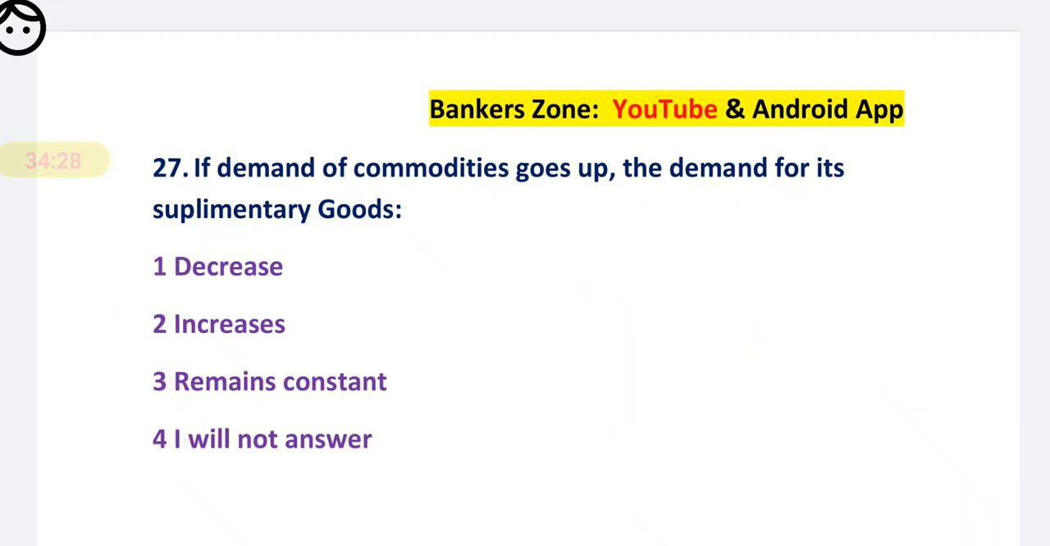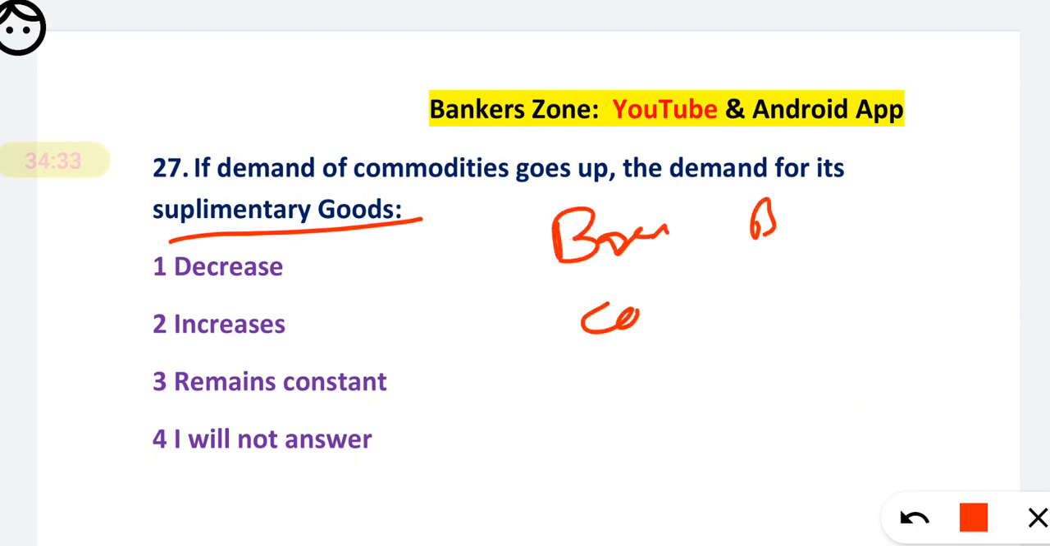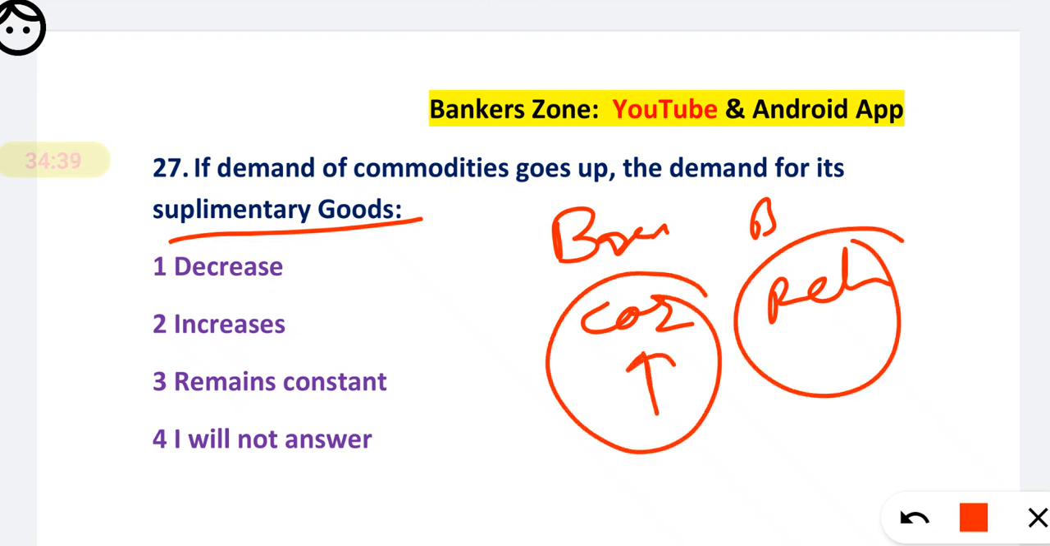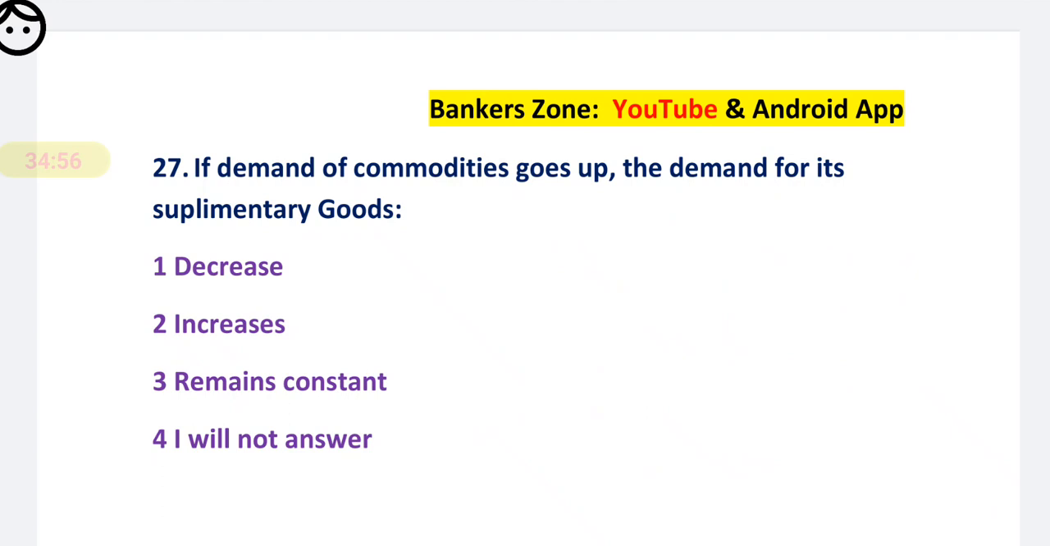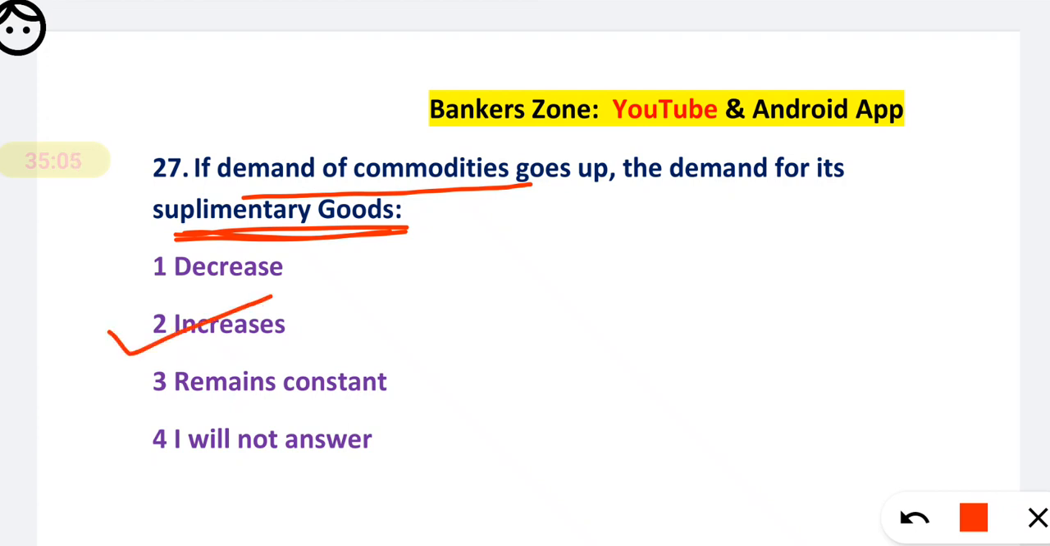See friends, what do you mean by supplementary goods? Bread and butter, car and petrol. If the demand for the car increases, the demand for petrol automatically increases, because they are supplementary to each other. You have to purchase the car, then you have to fill the petrol in it. That's why car and petrol are supplementary goods. If the demand for the car has increased, then definitely demand for the petrol will also increase. So we can say in case of supplementary goods, if demand of one commodity increases, demand for supplementary goods also increases. So for the 27th question, option number 2 will be the correct answer.